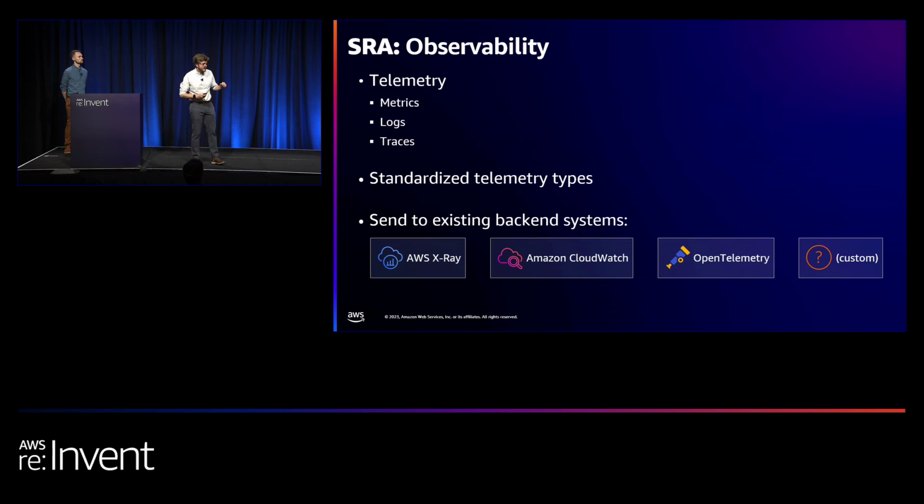The Smithy reference architecture also standardizes the mechanism by which you can forward these signals to an existing observability backend. For example, AWS X-Ray, Amazon CloudWatch, or OpenTelemetry. This allows you to get insights into how the SDKs are performing in your applications.